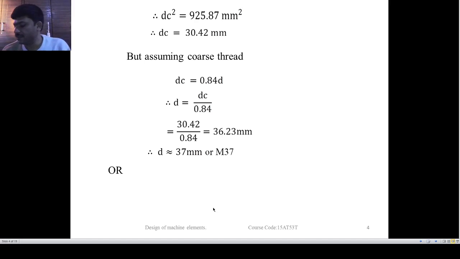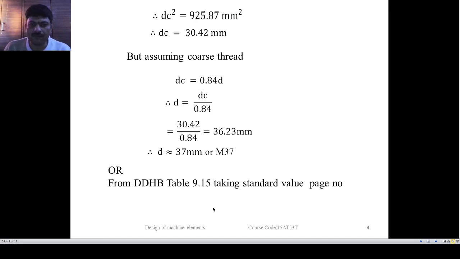Otherwise, you can refer to the design data handbook. In that, open table number 9.15 and find the value for the core diameter 30.42. From the data book, the nominal diameter you get is M36. This is a simple problem with simple substitution and calculation. Okay, now let us move ahead.